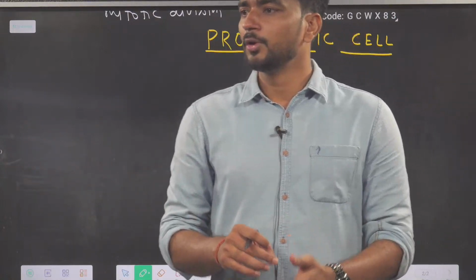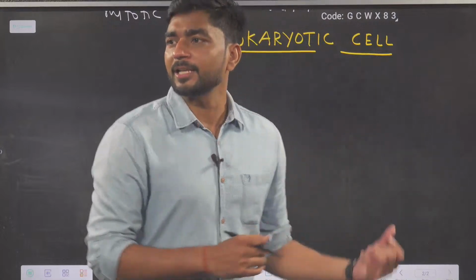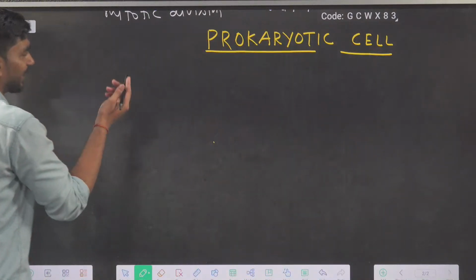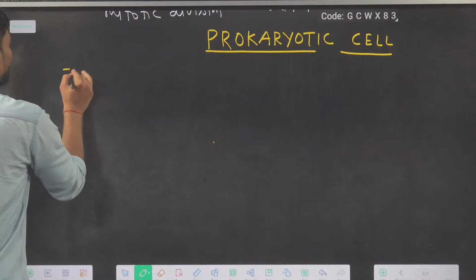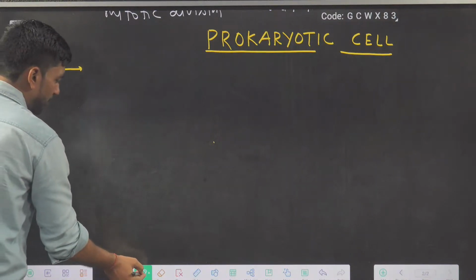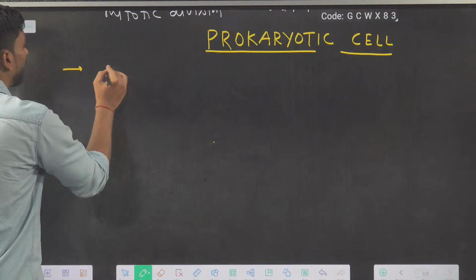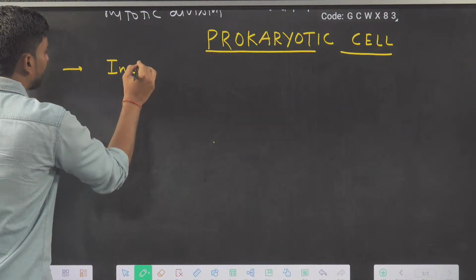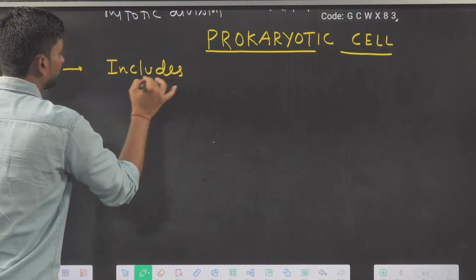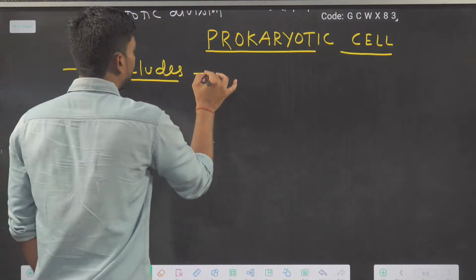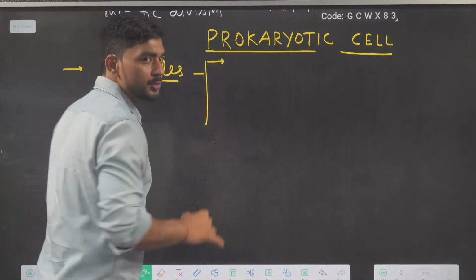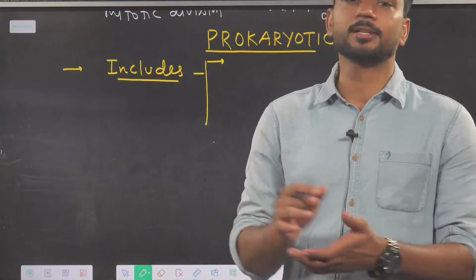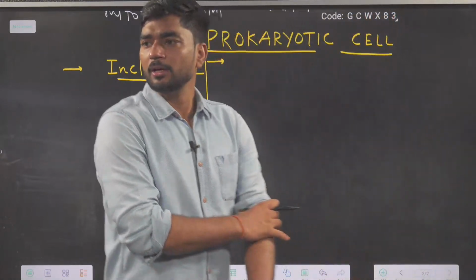Okay, so the next one is, in this case, prokaryotic cells. What are the things involved in the prokaryotic cells? In the prokaryotic cells, I am writing a few examples. Prokaryotic cells include, first, bacteria, which is the common one.